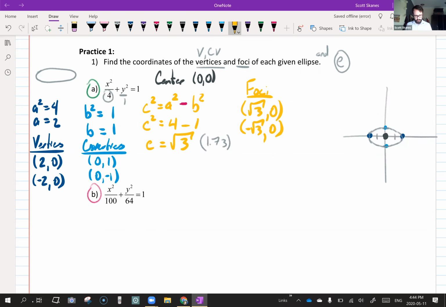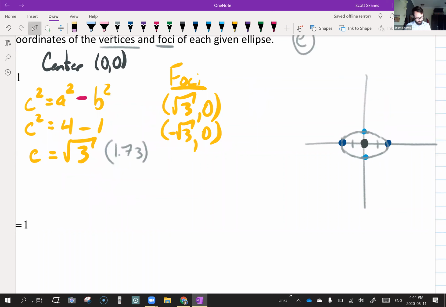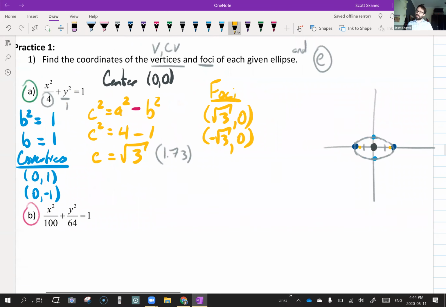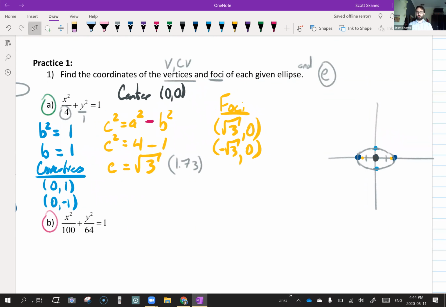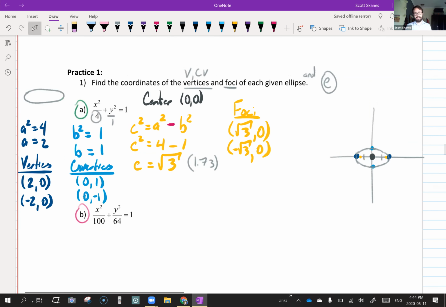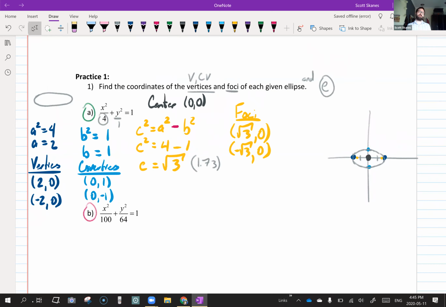Those are our foci. I should have really drawn it. Root 3 is 1.7, so over here. You don't need to sketch it if you don't want to. I think it would be a really bad idea not to sketch it, but you don't need to sketch it unless it asks for a graph, which it will eventually.